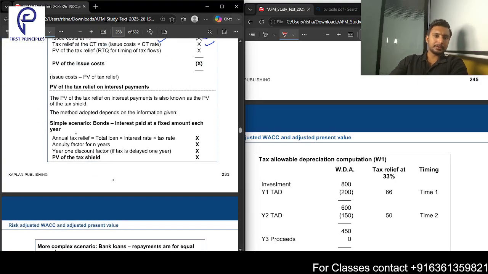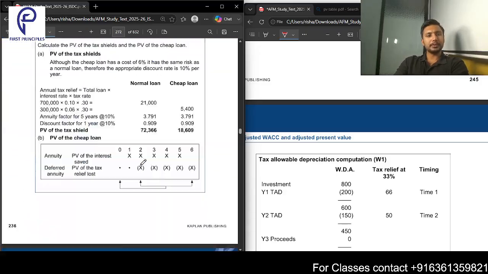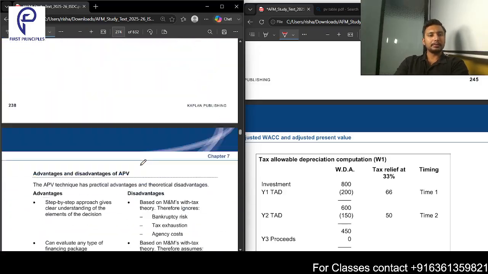And then with regards to the tax shield or the tax relief on the interest payments, we took the total loan amount, the interest rate, the tax rate, and the annuity factor. However, if the tax is delayed by 1 year, you will just take the year one discount factor. If the tax is delayed by 1 year, and 1 year is the maximum delay, tax does not go beyond that. That is all about the APV.